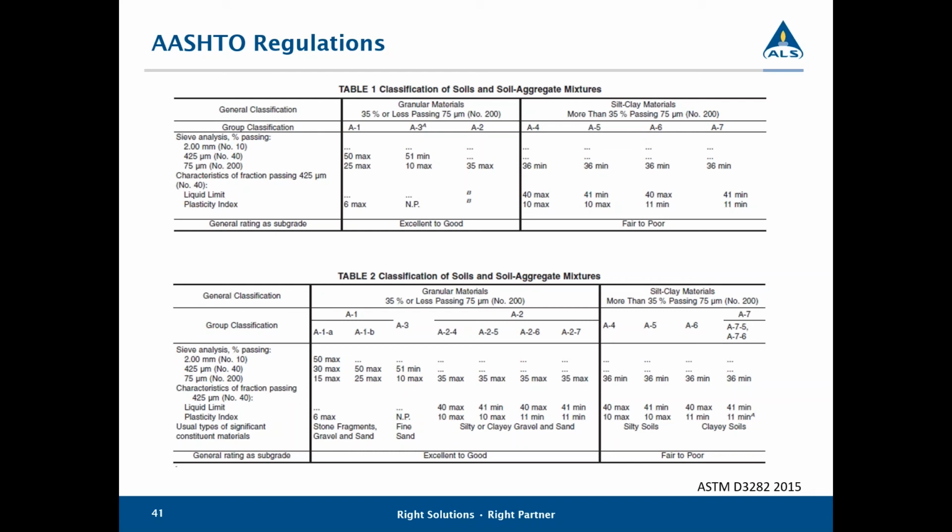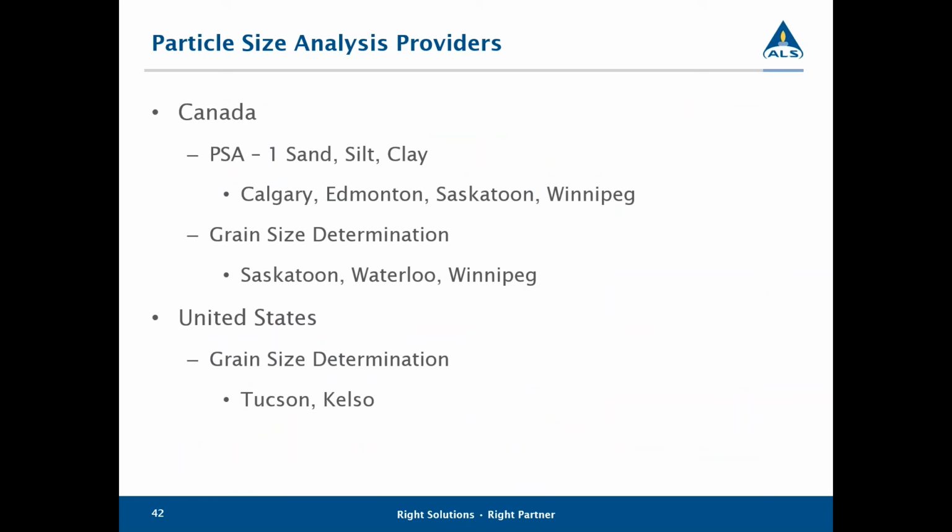So moving on to where you can get this type of testing done. In Canada, there's a number of labs that offer grain size determinations. Our Saskatoon, Waterloo, and Winnipeg labs all offer grain size determinations. And a number of labs in the Prairie region, including Calgary, Edmonton, Saskatoon, and Winnipeg, offer the sand silt clay determinations. All of our labs have our CCME regulation analysis, so that's that particle size based off the 0.075 mm.